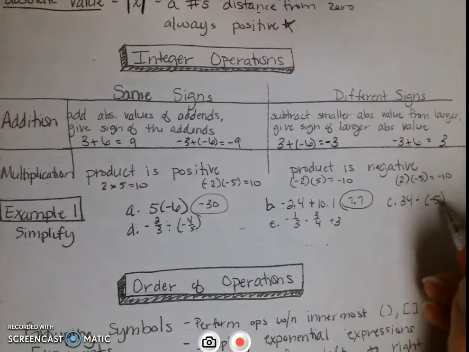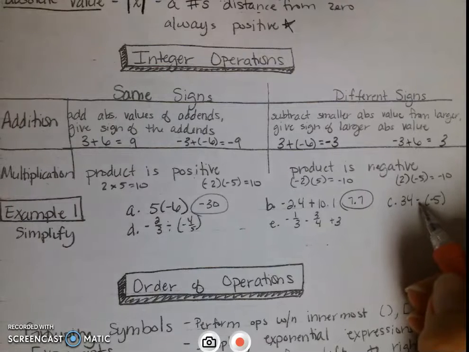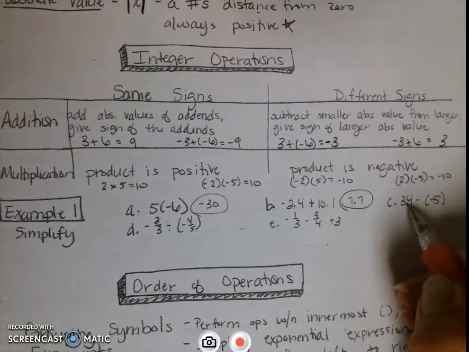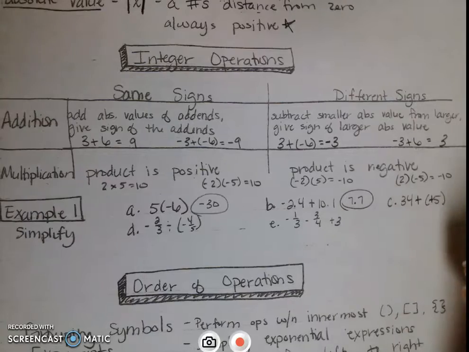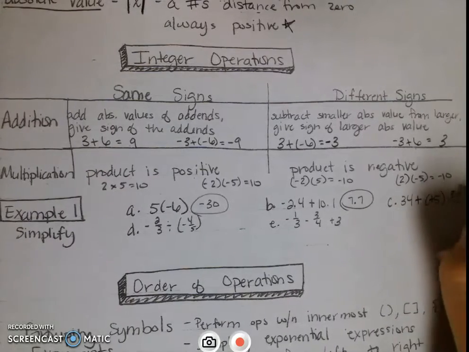C, 34 minus a negative 5. Well, minus means to take the opposite. All right, so 34, we can use the opposite of this. So instead of minus a negative, we could do plus a positive 5 is 39.